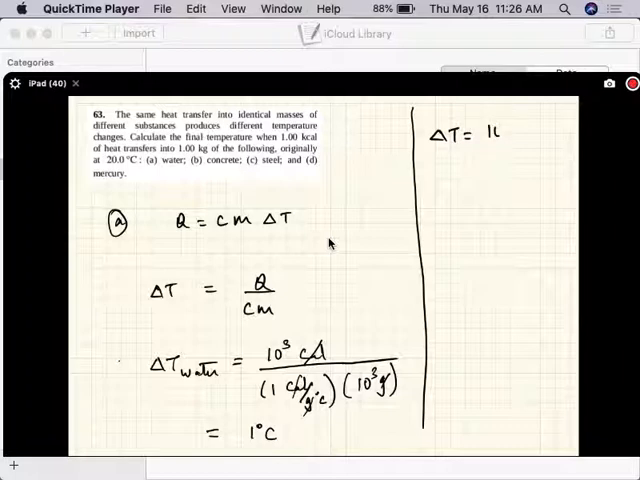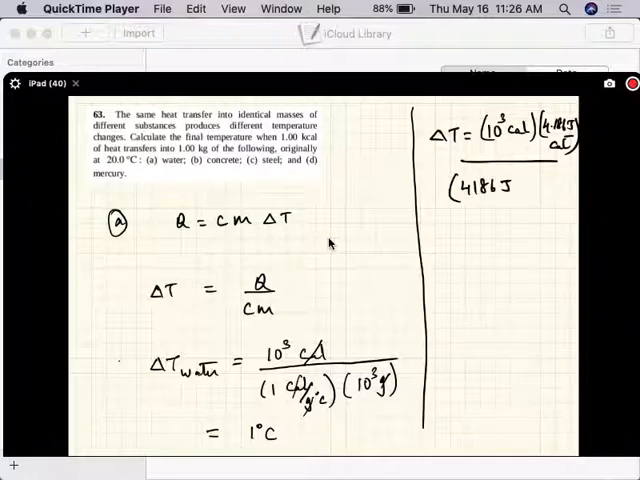So 1 kilocalorie, 10 to the power 3 calories, and then you have to convert that to joules, at 4.186 joules per calorie, divided by the specific heat for water, 4,186 joules per kg per degree Celsius, and then 1 kg. And this will work out to 1 degree Celsius, exactly. All right, let's do part B.